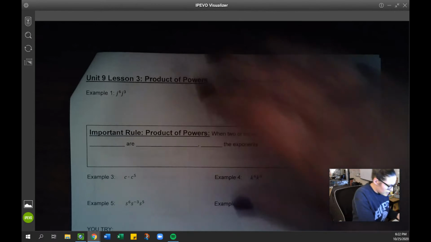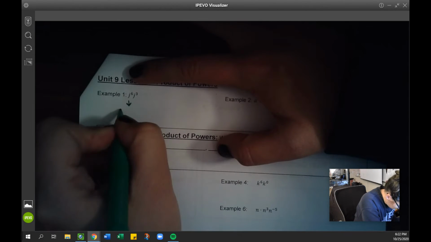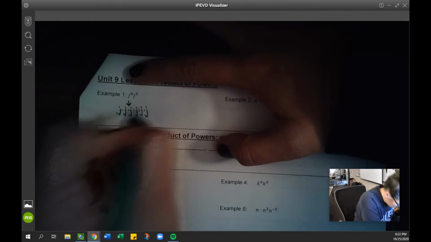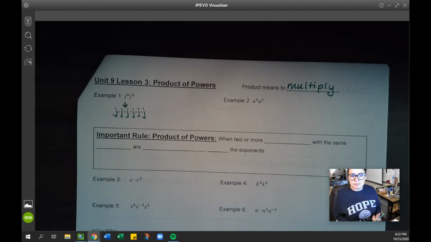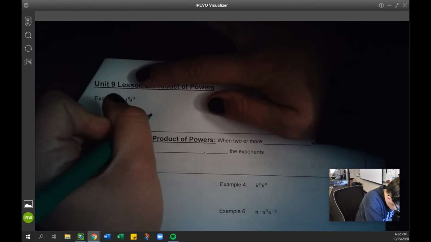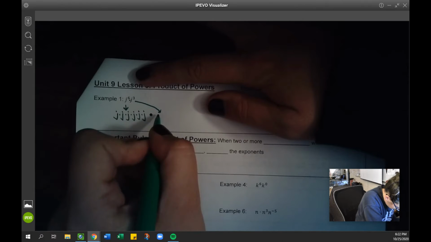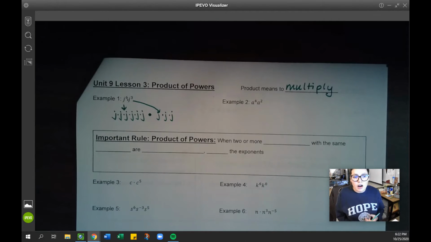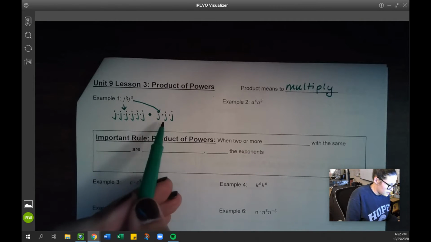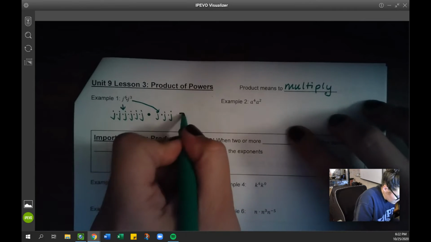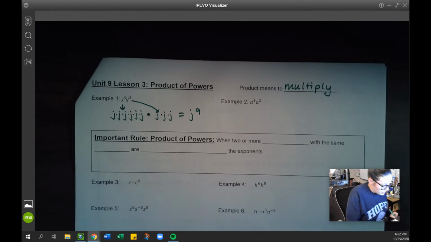Well, j to the 6th really means that I have j times j times j times j times j times j. 6 j's all multiplied together. And then I'm taking that group of j's times j times j times j. So, altogether, how many j's am I multiplying? I have 6 and 3. I have j to the 9th. This is equal to j to the 9th.